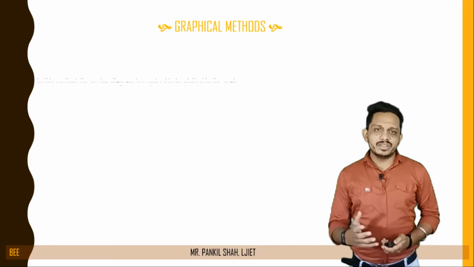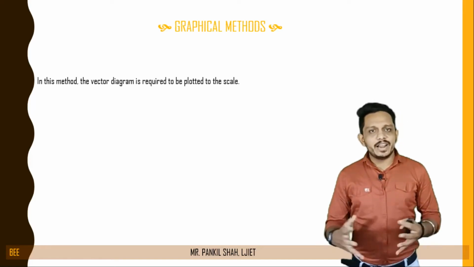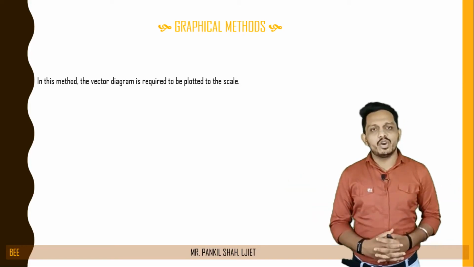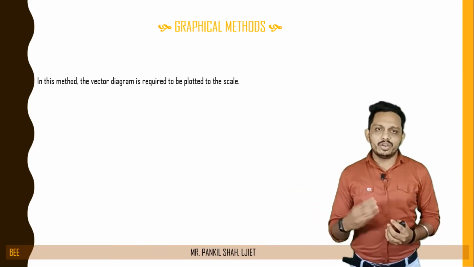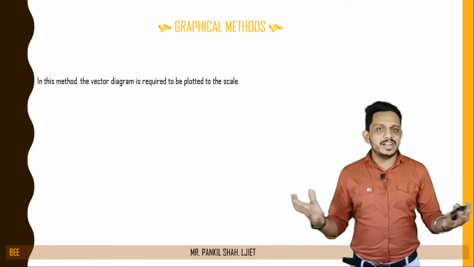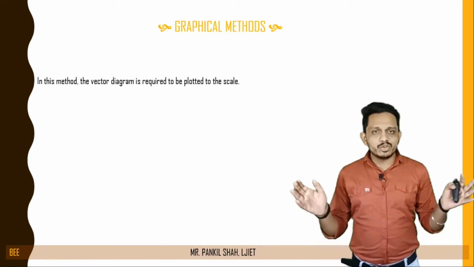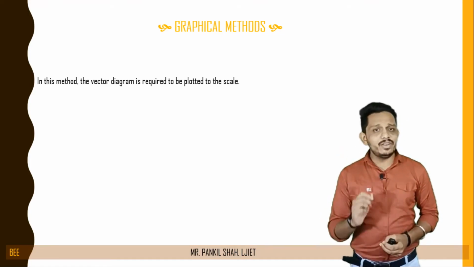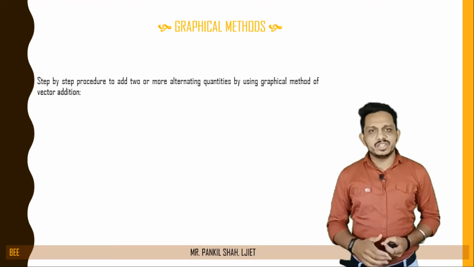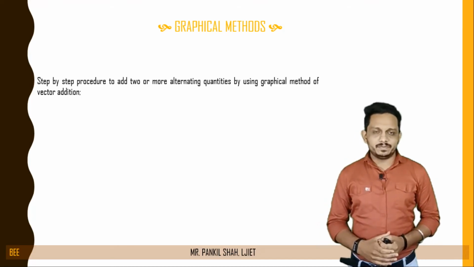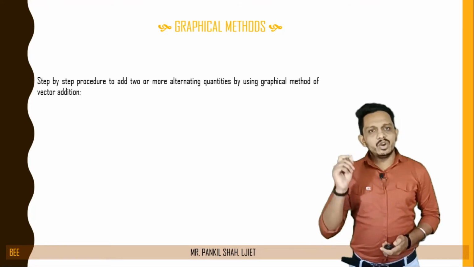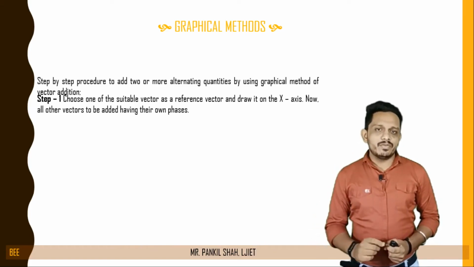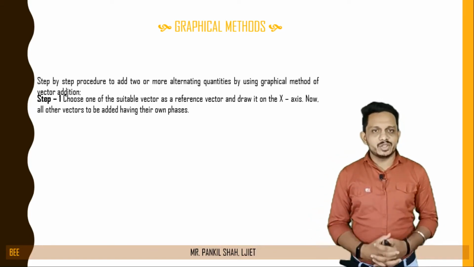So let's see first the graphical method. In the graphical method, first you have to scale all the magnitudes of your vector quantities, because you cannot draw a 50 ampere line, that is a 50 centimeter line, on a single paper. So you have to decide the scale of your vector diagram. Then you have to follow the step-by-step procedure to add the vectors. So what is step 1? Step 1 is to take any one vector from the given vectors as a reference vector.